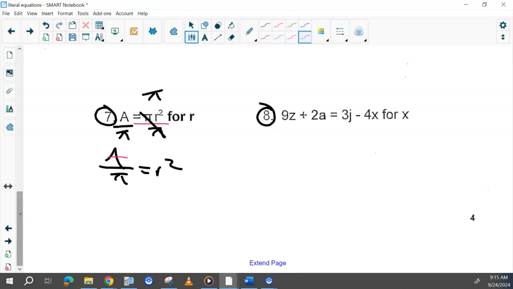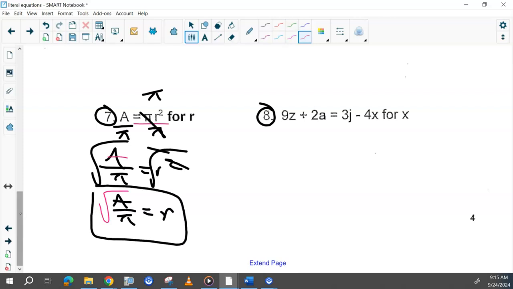And then to get r by itself, say it louder. Take the square root of both sides. So when we do that, the square root and the square cancel each other out, just leaving r. Any questions on that one?